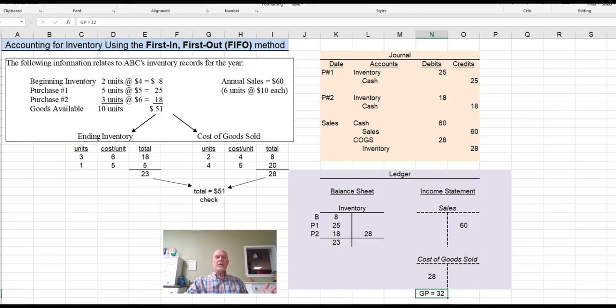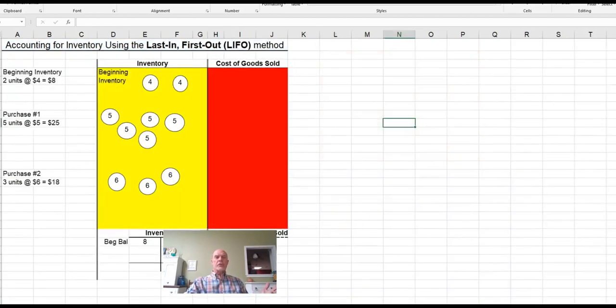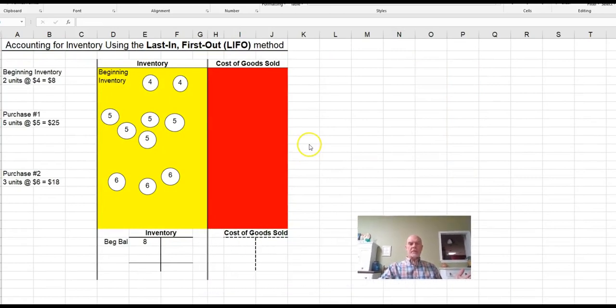Suppose instead of using the first in, first out method, another option is to use what's called the last in, first out method, the LIFO method. Same circumstances, but under the, so we had started with 2 $4 items, and then we purchased 5 $5 items, and then 3 $6 items. So here's what's in inventory.